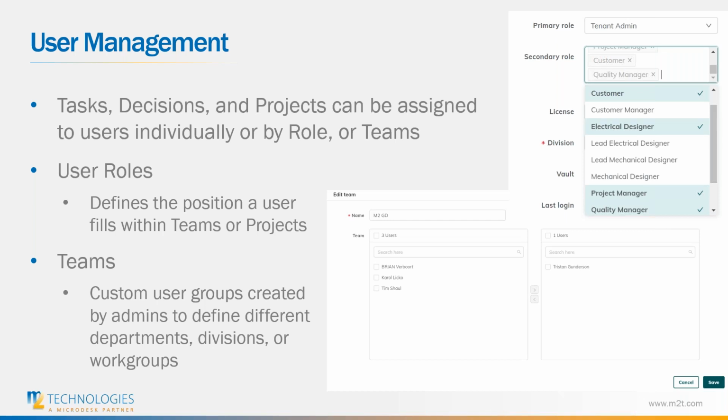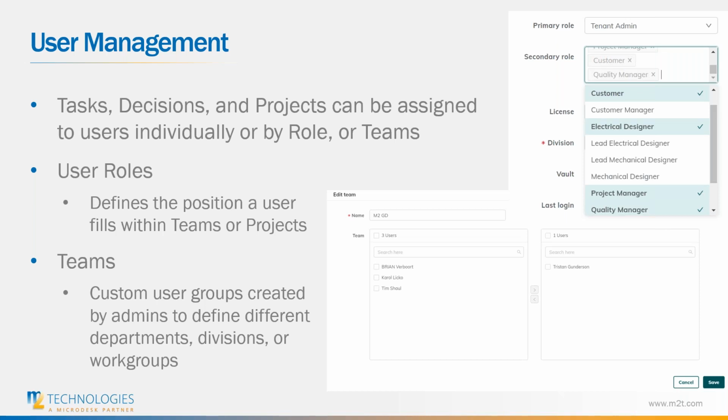So for the user management, in the admin portal, you'll be able to add users to the Upchain, assign their licenses, and assign their roles. So within Upchain, all tasks, decisions, and projects can be assigned to users individually, or it can be assigned to them by their role or the teams they're included on.